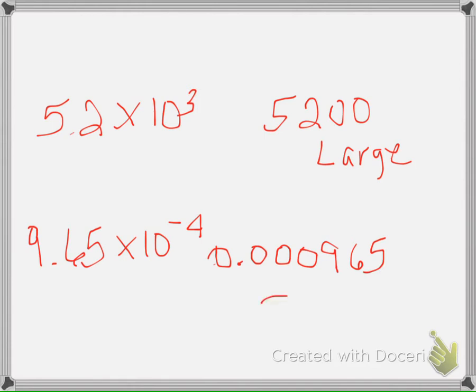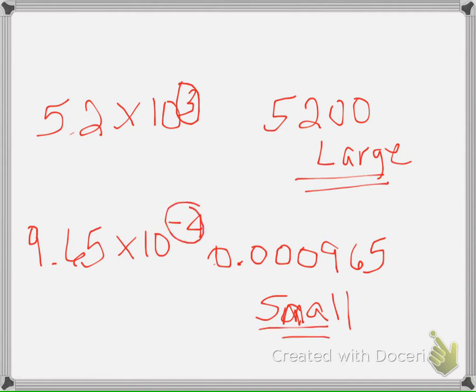And this is a very small, oops, I misspelled small. Sorry, I misspelled small number. So when the exponent is a positive number, you get a large number. When the exponent is a negative number, you have a small number.